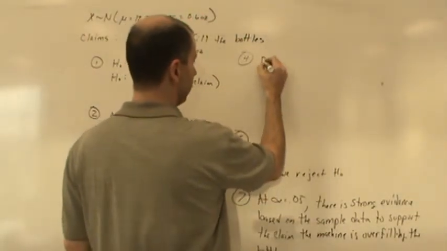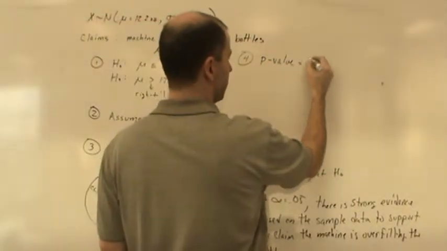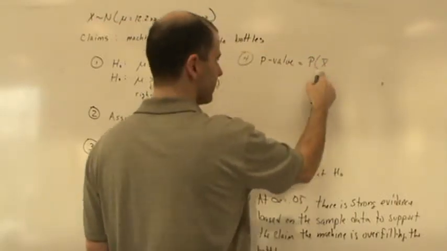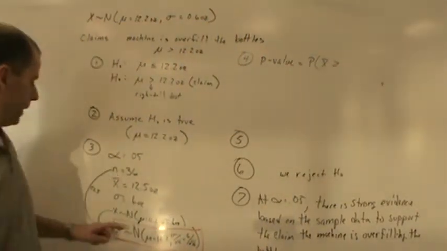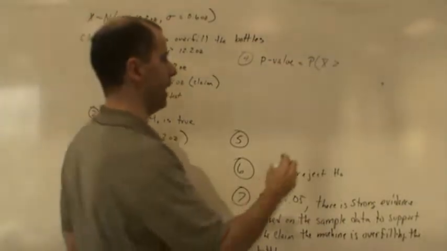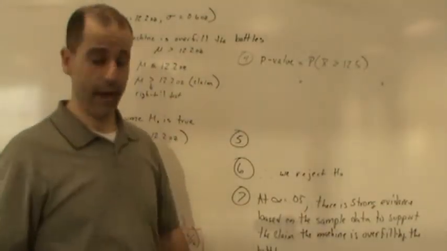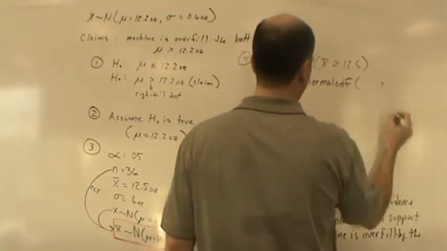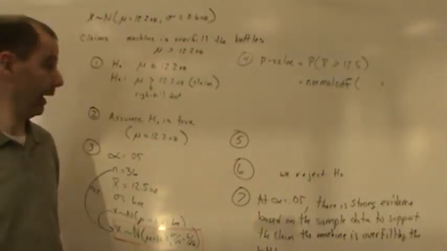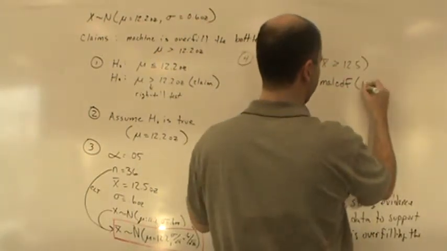So what I'm going to do is I'm going to calculate the p-value, right? So p-value in this case, since it's a right-tailed test, is the probability that my test statistic, x bar, my sample mean, is bigger than or equal to what? Well, bigger than or equal to what I got, which is 12.5. So now, since I know that the distribution of x bar is normal, I can just use normal CDF, right? So normal CDF is going to give me the p-value, the probability, right? So what's the lower bound here? Well, the lower bound here is 12.5, okay?